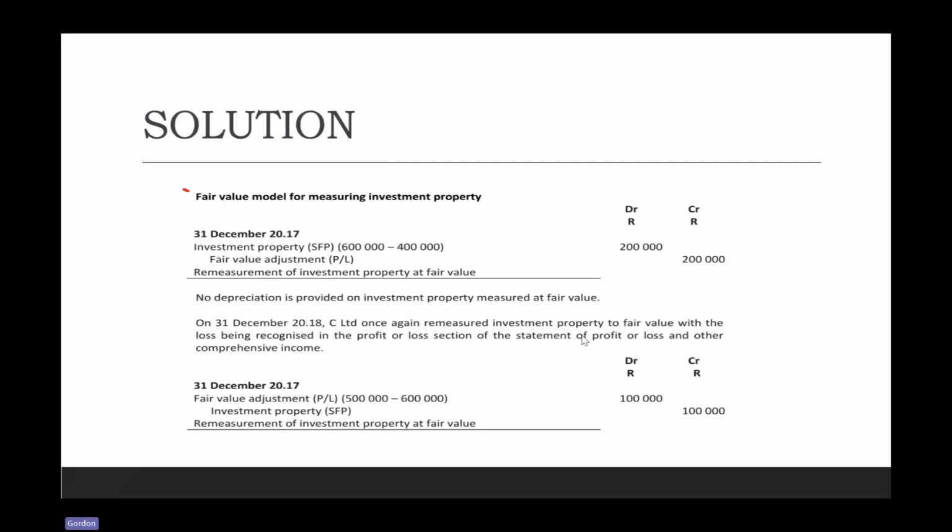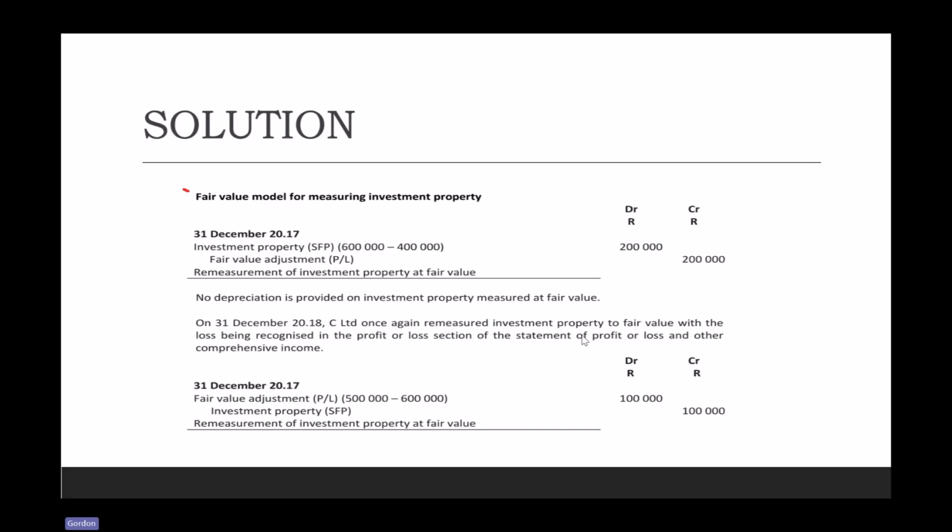If you look at 31st December 20X7, we said debit investment property because the property has gone up, and property goes up with a debit balance. So debit investment property 200,000. Where does the corresponding leg go? It goes to profit and loss. Fair value adjustment goes to profit and loss.